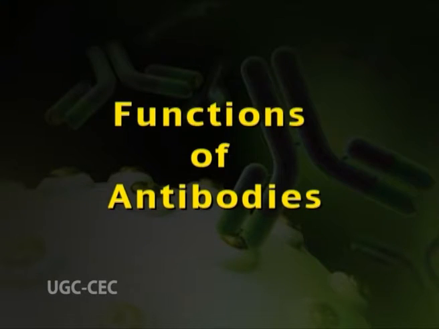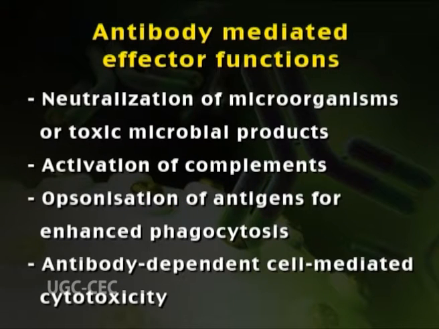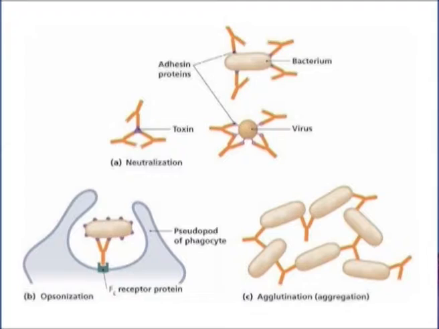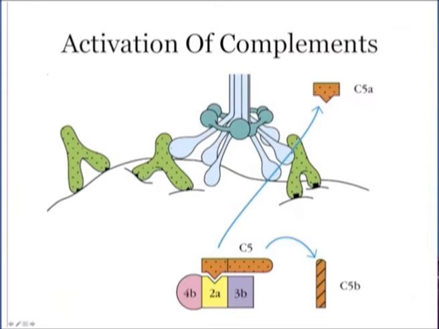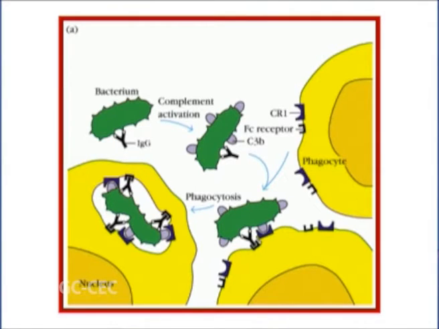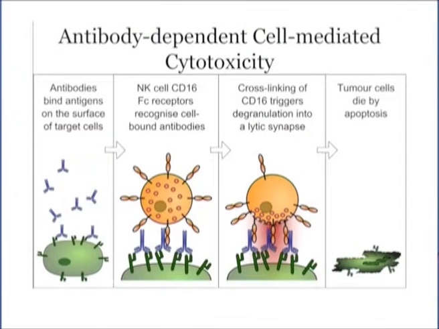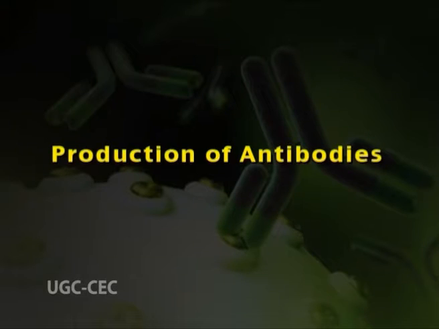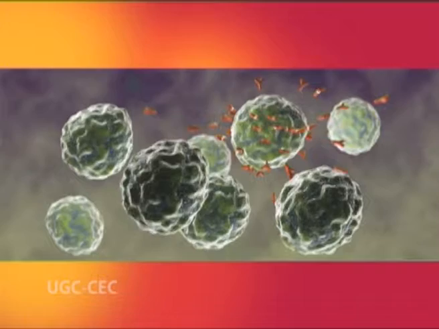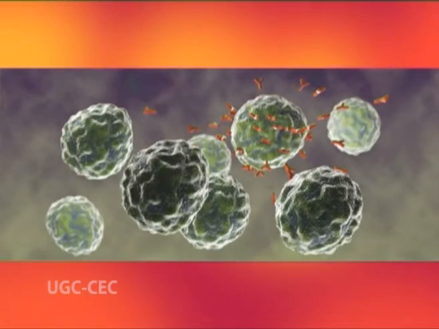Functions of antibodies. Antibody mediated effector functions include: first, the neutralization of microorganisms or toxic microbial products. Next, activation of complement. Another, the opsonization of antigens for enhanced phagocytosis. And lastly, antibody dependent cell mediated cytotoxicity. Production of antibodies. A normal healthy individual of around 70 kg produces 3 grams of antibodies per day.